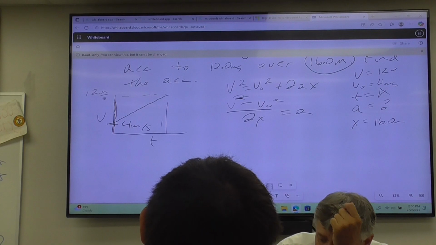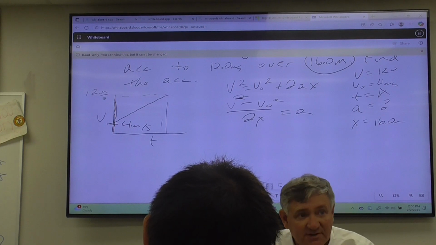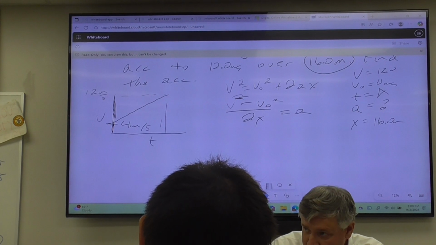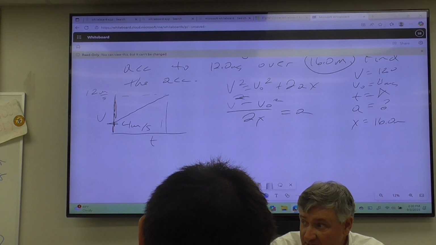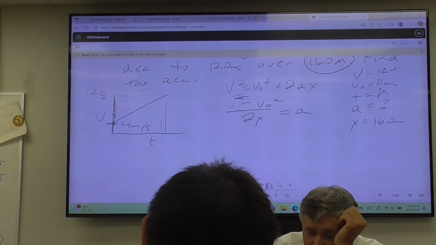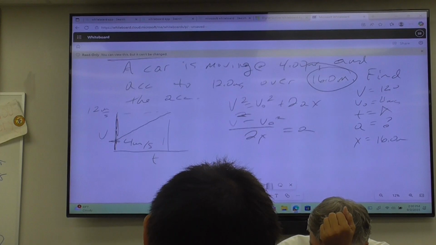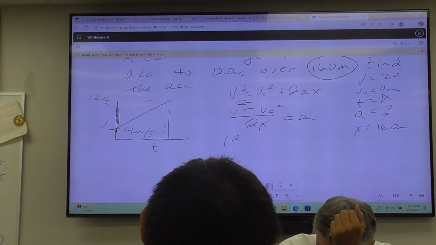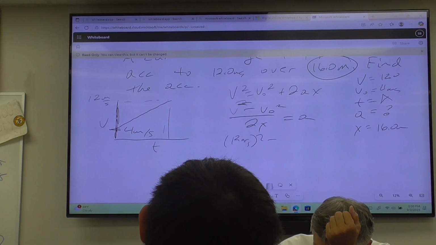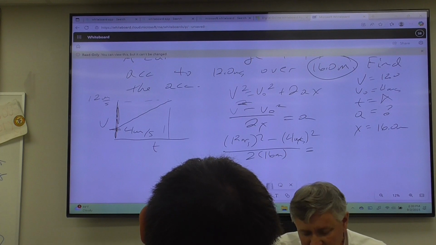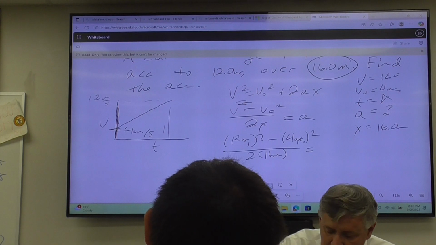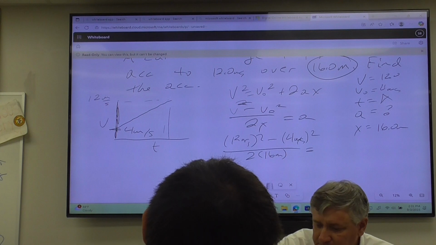So, I got v squared. This is why you also have to differentiate between v squared and v naught squared. Because depending upon if you switch those around, you're either going to get a positive or negative acceleration depending upon how you set this up. Okay, final velocity, that's going to be, what do you say? 12 meters per second. So somebody do the math. Take 12 squared minus 4 squared, divided by 2 times 16 meters. 144 minus 16. Not a huge acceleration. What'd you get?